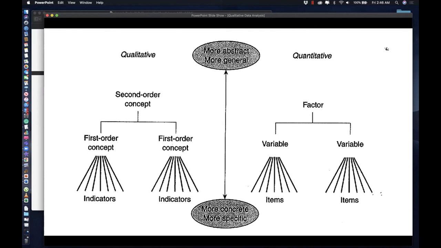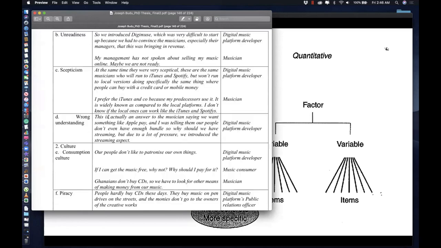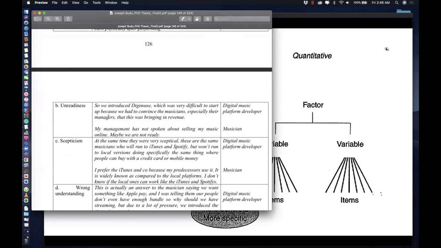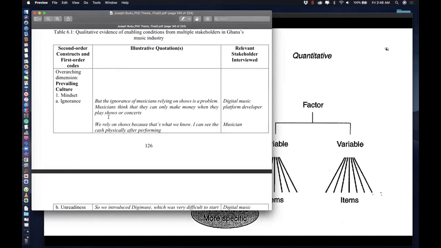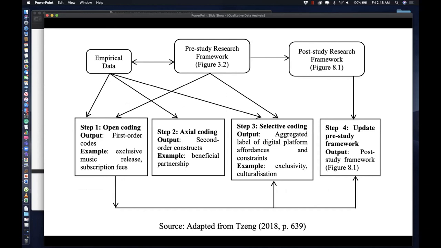So if you look at it, let's go back to Joseph's work. Some of the issues Joseph told us about, as indicators, were skepticism coming from both the developer and the musician, then unreadiness coming from both the developer and the musician. Then he mentioned another one, the mindset, coming from the platform owner, and the ignorance coming from the musician. So when you put them together in the illustrative quotations, you will see the indicators there that generated our variables. And from our variables, we went on to do second order constructs. Then from there, we can go to a third order construct, depending on the evaluation of the second order construct. So do your open coding output.